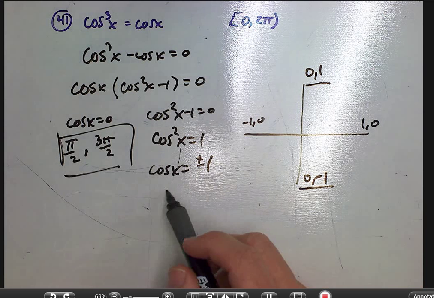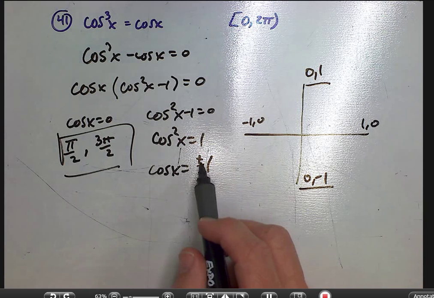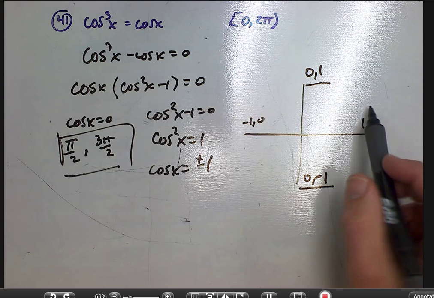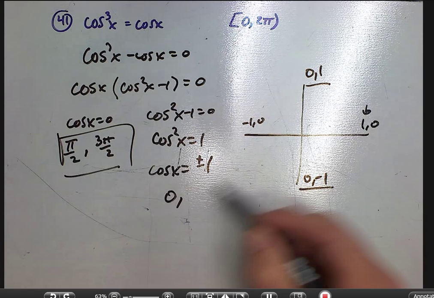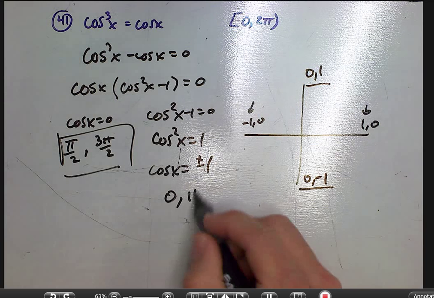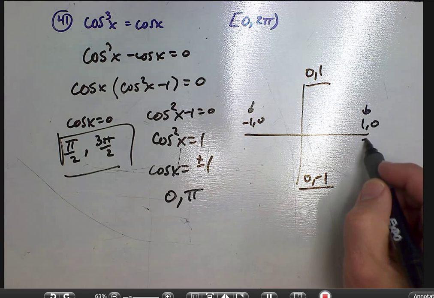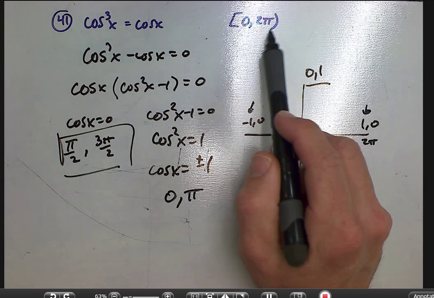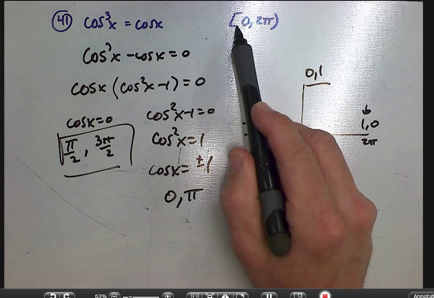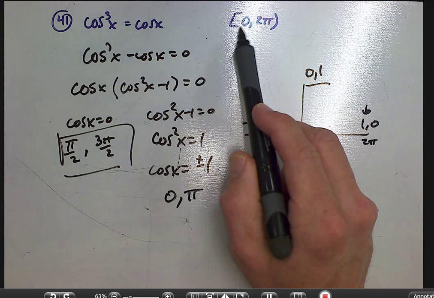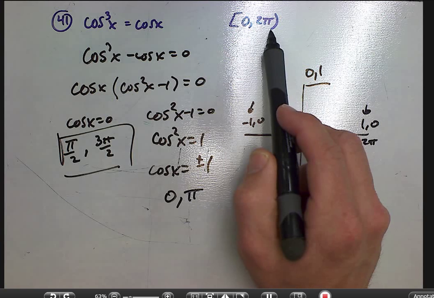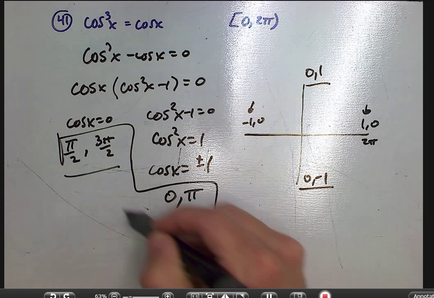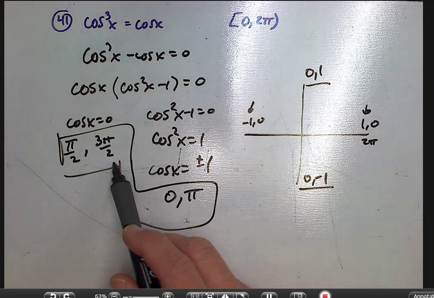And then cosine of x is equal to positive or negative 1. Well, the cosine of x is equal to positive 1 since cosine is x right there, so 0. Negative 1 right there at pi. But it's also here at 2 pi, it's positive 1, but I don't use 2 pi because in my directions it says bracket for 0, which means 0 is included, parenthesis at the 2 pi, which means 2 pi is not included. So I have my four answers of pi over 2, 3 pi over 2, 0, and pi.